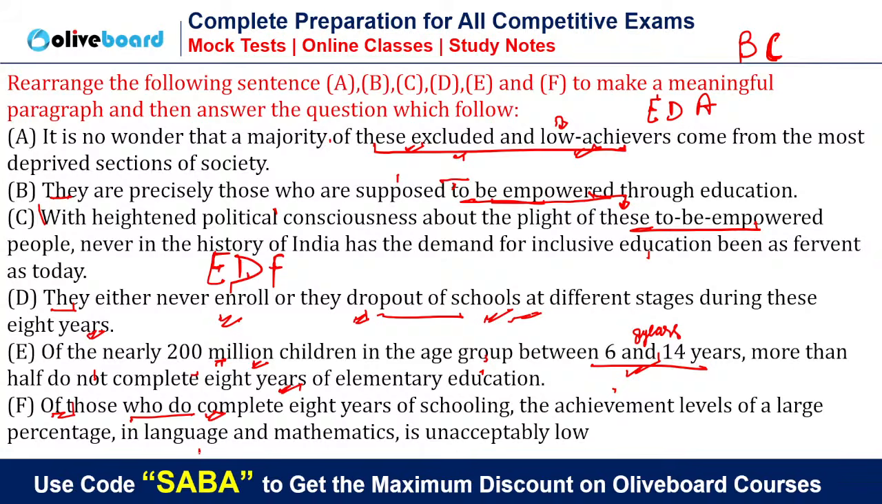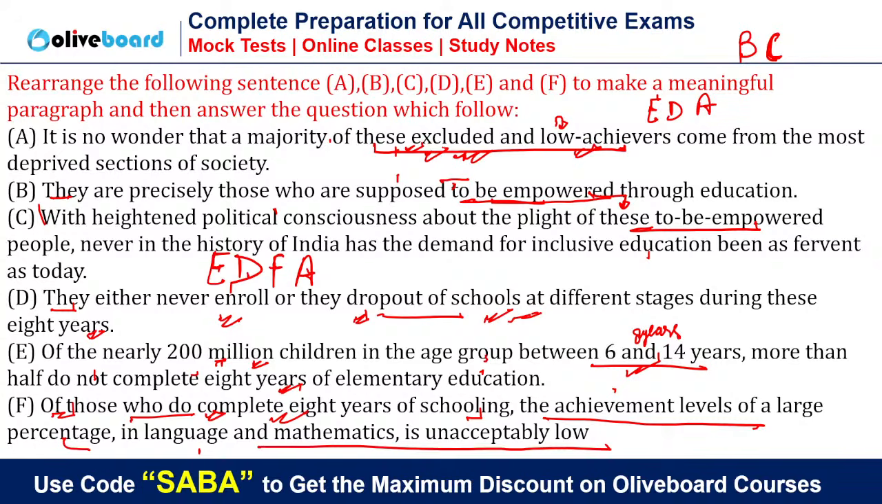Now we are saying that of those who do complete 8 years of schooling, the achievement levels of a large percentage in language and mathematics is unacceptably low. So those who anyhow complete 8 years of basic education, they don't score good marks in language and maths. And these excluded and low achievers have been discussed. Did you understand? Initially, I told you a girl, another girl, these girls. Same thing here. Dropout and achievers. Then both have been discussed in statement A.